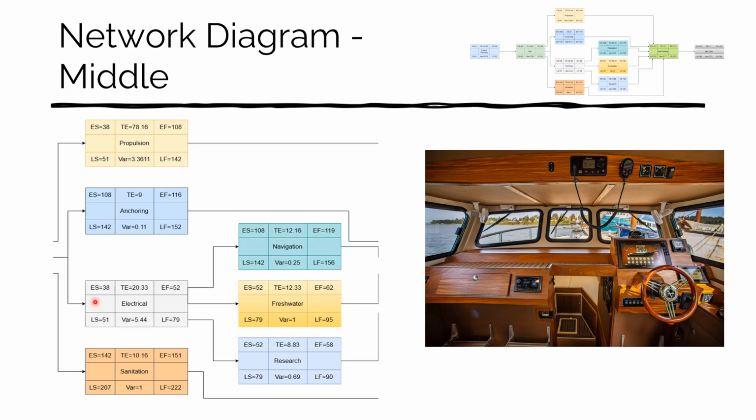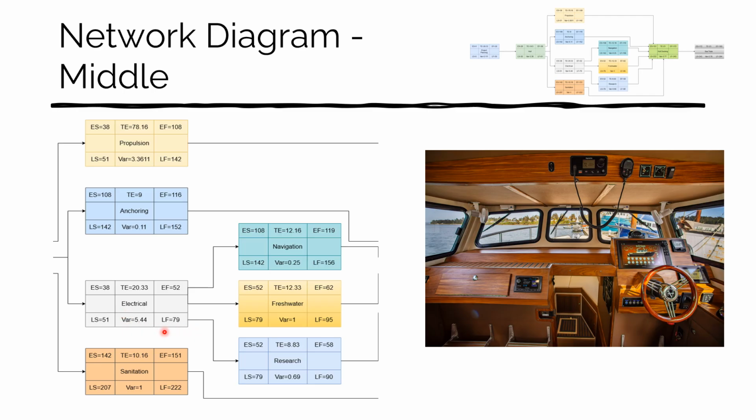Electrical: the earliest we can start, based off of the hull, is associated with the earliest we can finish off of the hull activity. We then add the 20 days of expected time, and we have 52 as the earliest we can finish. This ties into our research and our freshwater. Our latest start is 51, and we add the expected time of 20 days to the latest finish of 79.